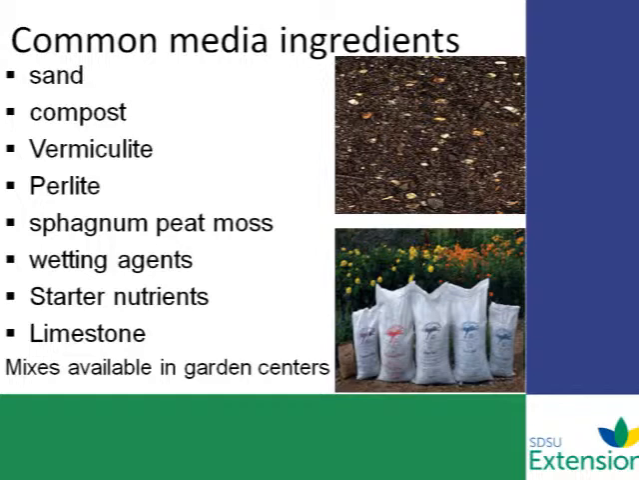There are several different kinds of ingredients that you find in the normal media that you get. If you are not mixing your own media, the media mix will have different components. This could be sand, compost, vermiculite, perlite, peat moss, wetting agents, starter nutrients, and limestone. No media has all these components, but most will have maybe 2 or 3 of them. Instead of thinking about how to mix your media, it is best to purchase it, which is normally available in your local garden centers.